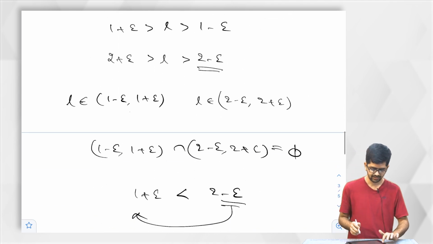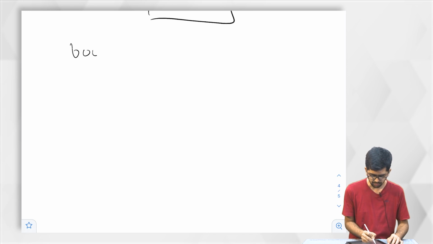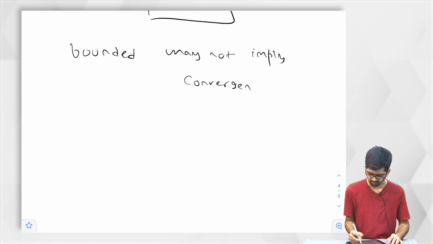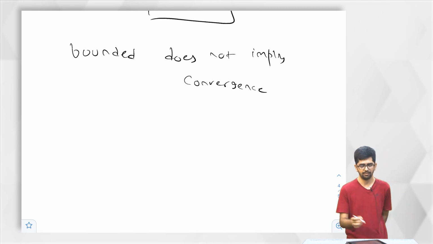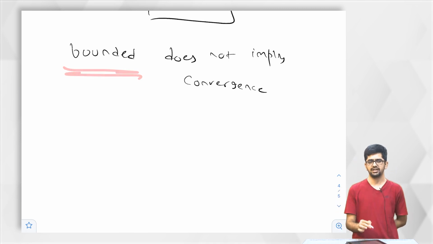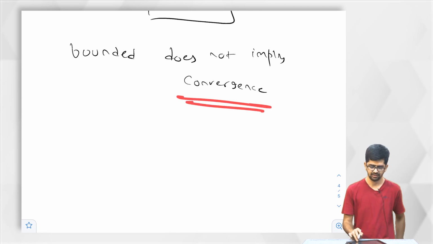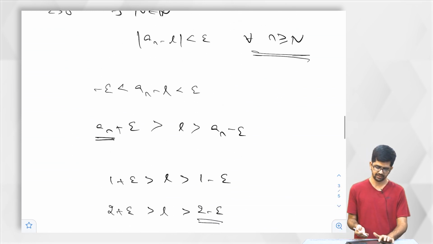So, what does this say? This says bounded may not imply, if you want to be correct in English, bounded does not imply convergence. There may be bounded sequences, but the sequence may not be convergent. Why? This is the example.